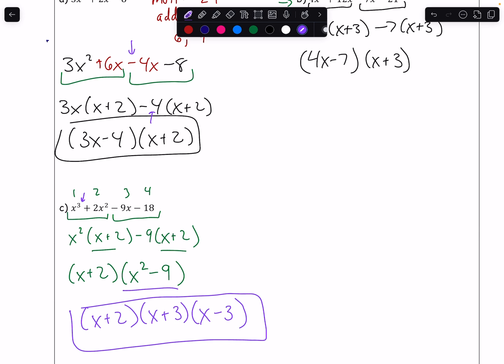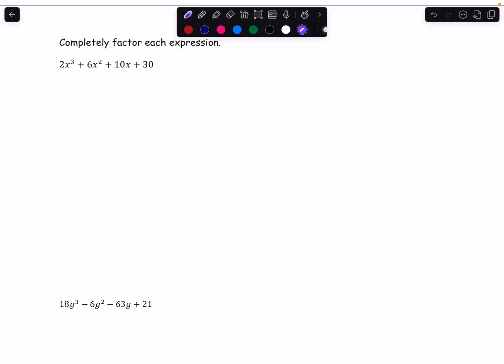Let's go to the next page. Looking at the next page, we have a very similar one to what we just did on the do now. So we have, it's degree 3. We have 4 terms. We want to try and do like the ways we know how to factor. So maybe we could try factor by grouping.